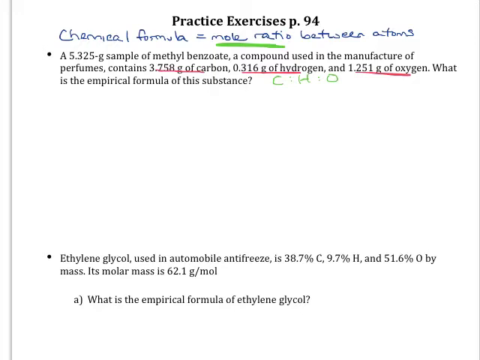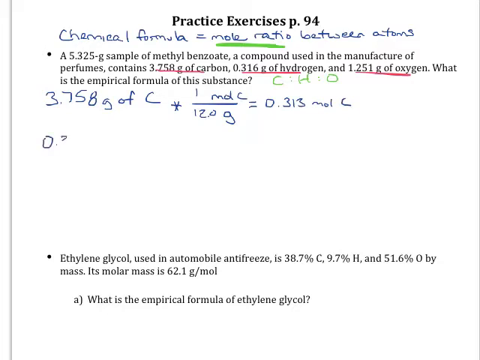If I know that I've got 3.758 grams of carbon, it's pretty straightforward to convert grams of carbon into moles of carbon. You can use your periodic table to find that every 1 mole of carbon has a molecular weight of 12 grams. And doing that math will tell you that we've got 0.313 moles of carbon.